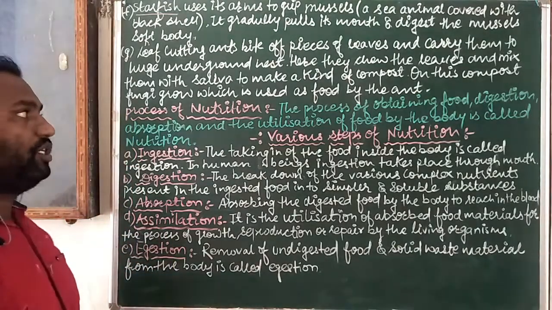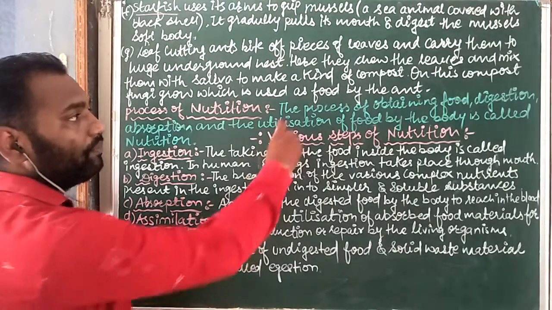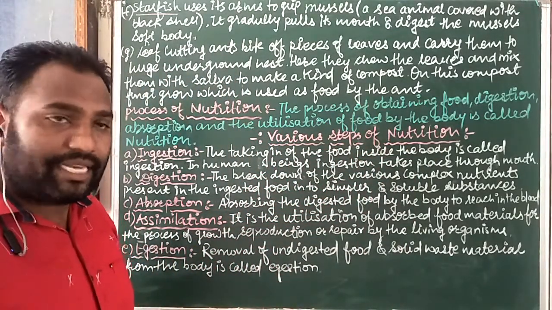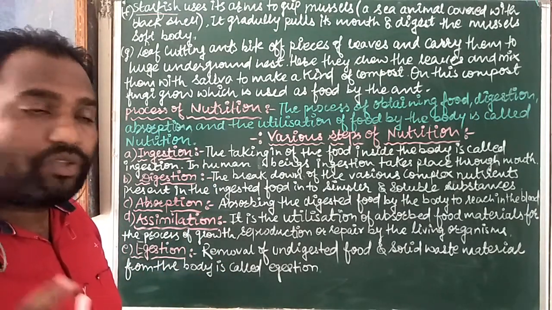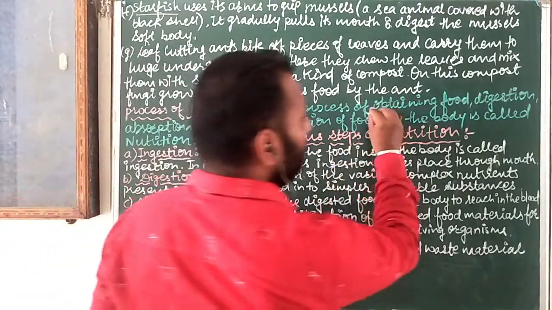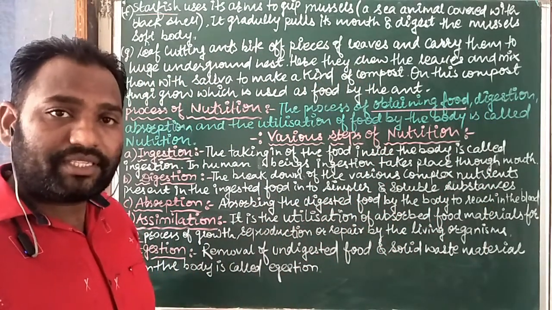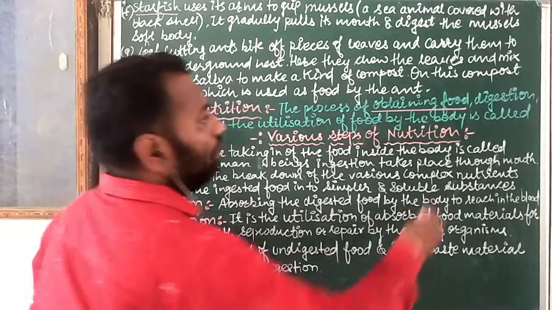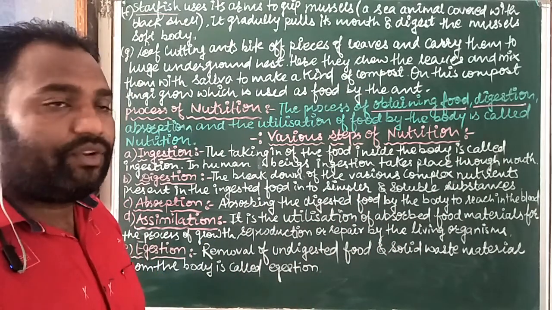Now the process of nutrition among the animals. What are the different steps in nutrition? First see the definition of nutrition. It is the process of obtaining food. First they have to reach the availability of food. Then digestion: when they take food inside their body, it undergoes digestion.